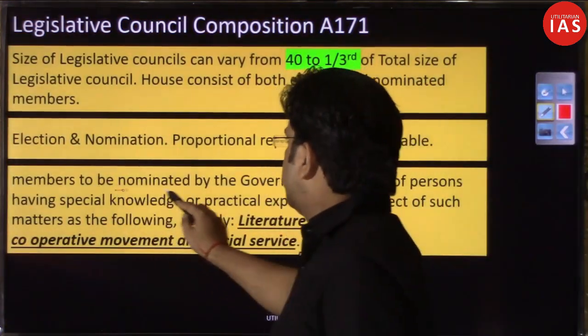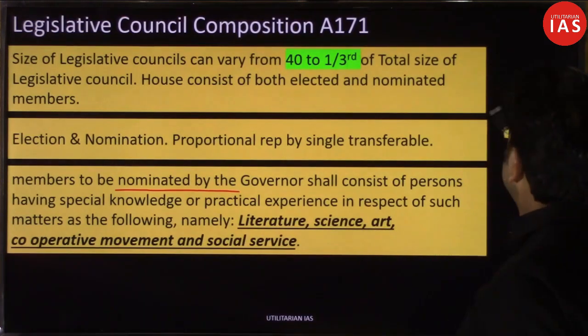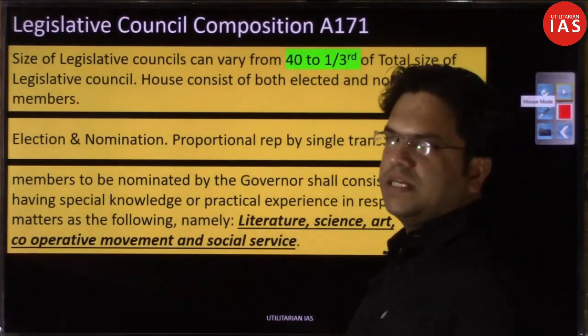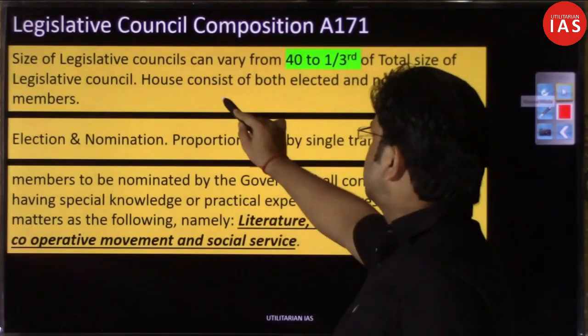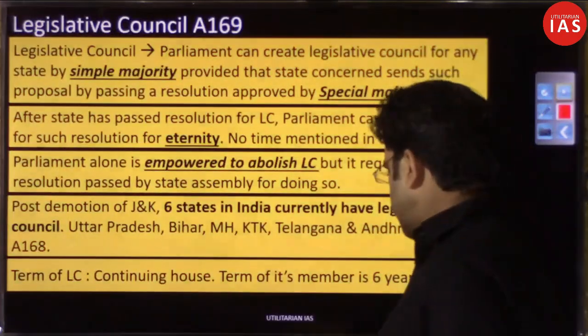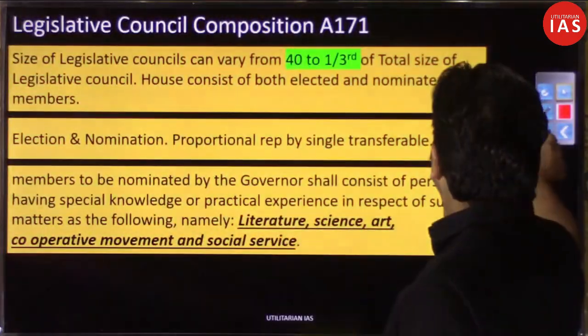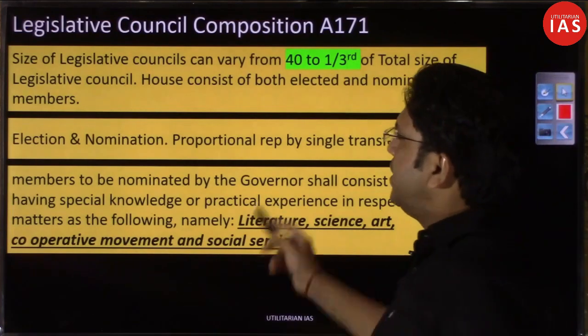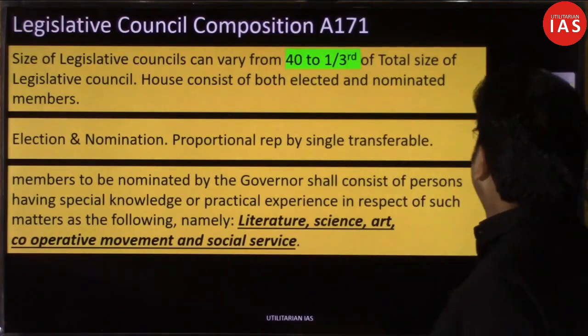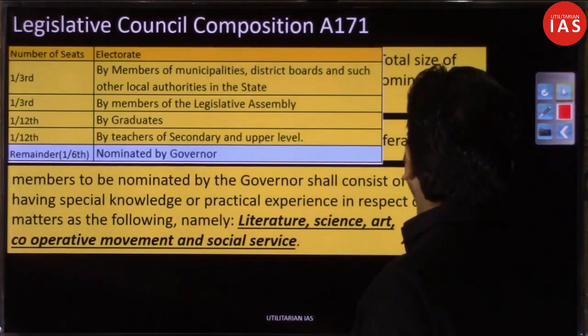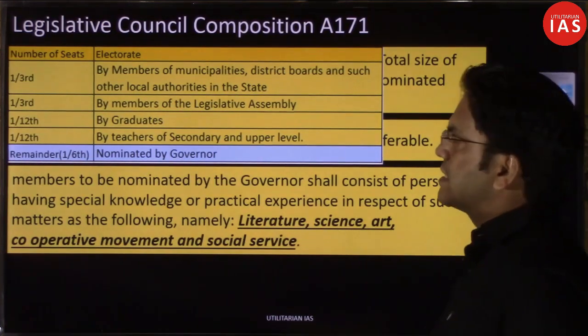Third point, members to be nominated by, or rather before discussing this third point, let us discuss that we have already declared that some members will come by election, and then there are some people that will come by nomination. So how many members will come through nomination and how many through election? Let us discuss this, right?